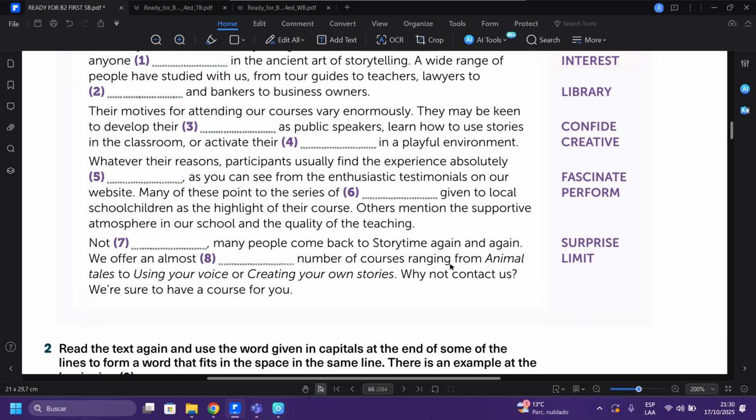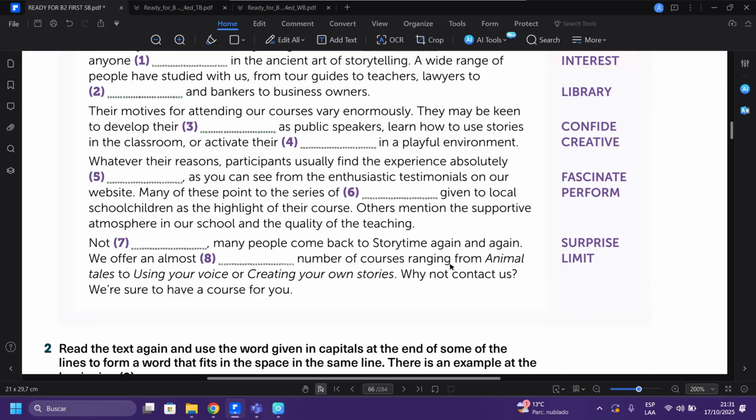Others mention the supportive atmosphere in our school and the quality of the teaching, not surprise. In this case, we need an adverb. What is the adverb that comes from surprise? Do you know? Surprising. Surprisingly. That is the adverb. Not surprisingly, many people come back to Storytime again and again.